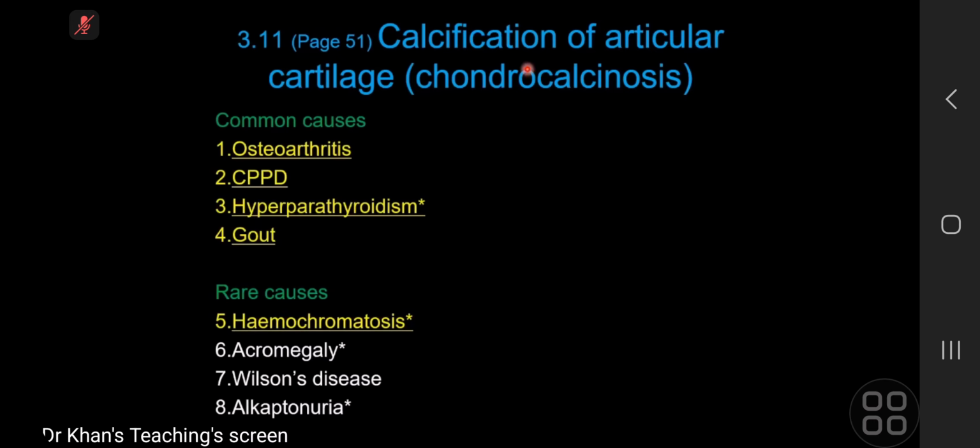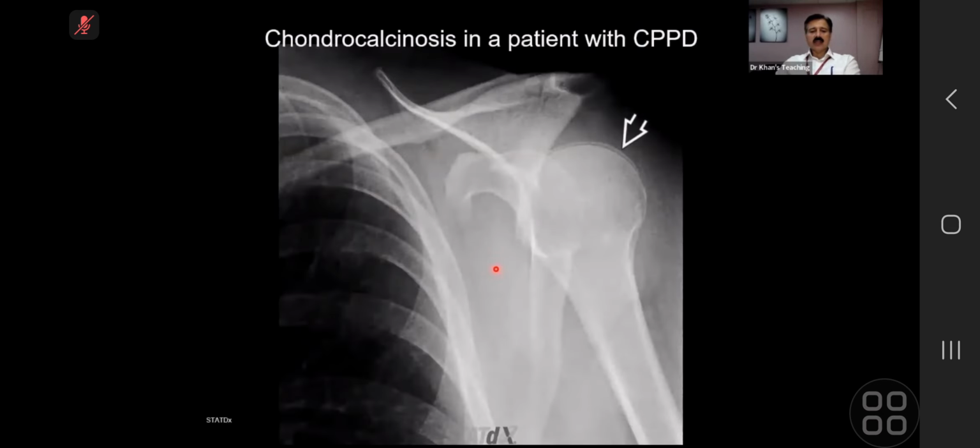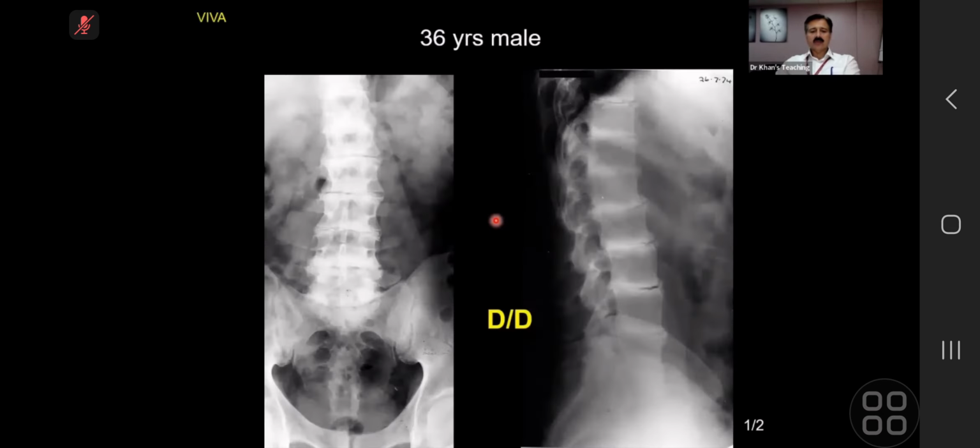Now, calcification of articular cartilage, we call it chondrocalcinosis. CPPD, you have to remember this, particularly in wrist as well as in knee. This is a CPPD case in shoulder joint. Over to you.